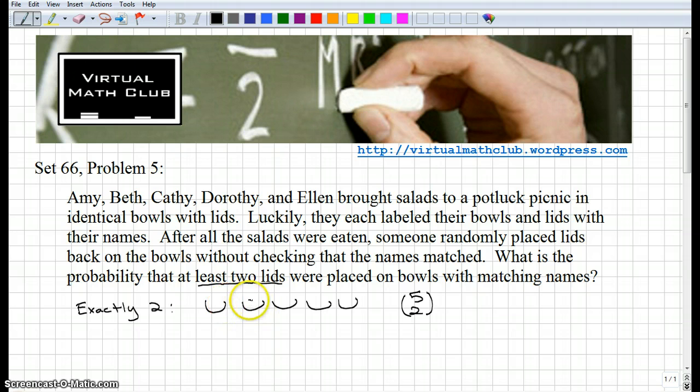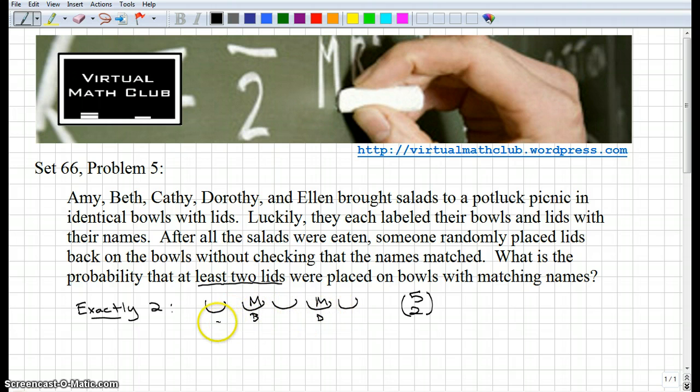So let's say, for example, we choose this one and this one to match. Then we've chosen 2 bowls to match, and we have 3 bowls left. Now, the rest of them cannot match because we're looking for exactly 2. So we have 3 bowls left and a pile of 3 lids. Since these 2 match, if this is Beth's bowl and this is Dorothy's bowl, then the lids left over will be Amy's lid, Kathy's lid, and Ellen's lid.